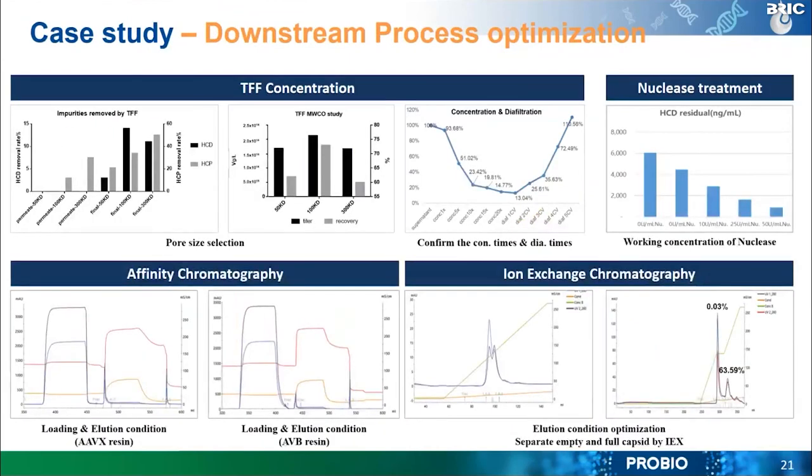And for the downstream process, the optimization of downstream process parameters, including nuclease treatment, TFF concentration, affinity chromatography resin selection, and IEX elution conditions. For TFF, we have compared 3 kinds of hollow fiber cutoff molecular weight by comparing the residue impurities and the recovery. It is finally determined to use the 100 kD hollow fiber.